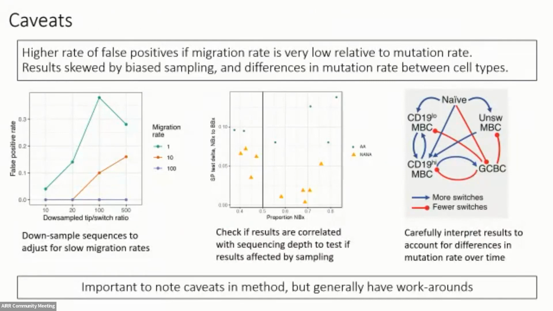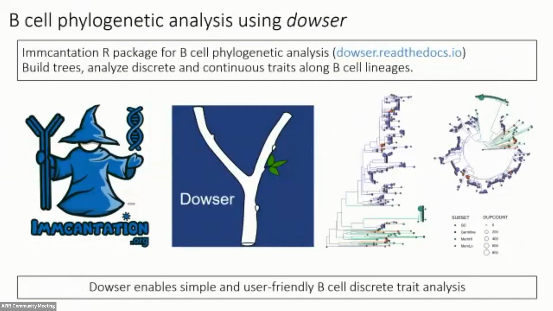One of them is to use a downsampling algorithm, which we've implemented to control for very slow migration rates. You can also check if your results are correlated with sequencing depth between different tissues, and just carefully interpret your results if you're mixing cell types that have very different mutation rates over time, like germinal center B cells or memory B cells. So we've implemented these tests.